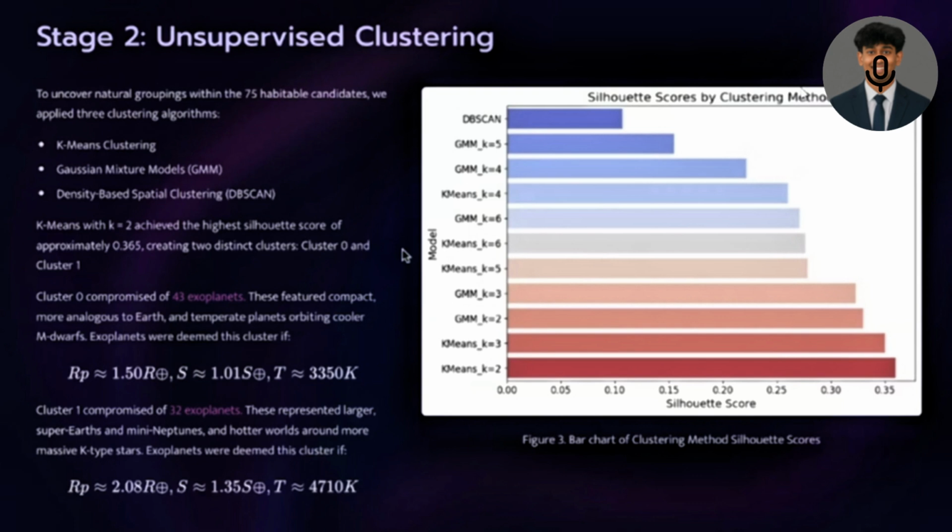We found that cluster 0 comprised 43 exoplanets and cluster 1 had 32. Both of these clusters have their own features. Cluster 0 planets are more analogous to Earth: more temperate, cooler planets and dwarfs, compared to cluster 1, which are larger super Earths and hotter worlds.